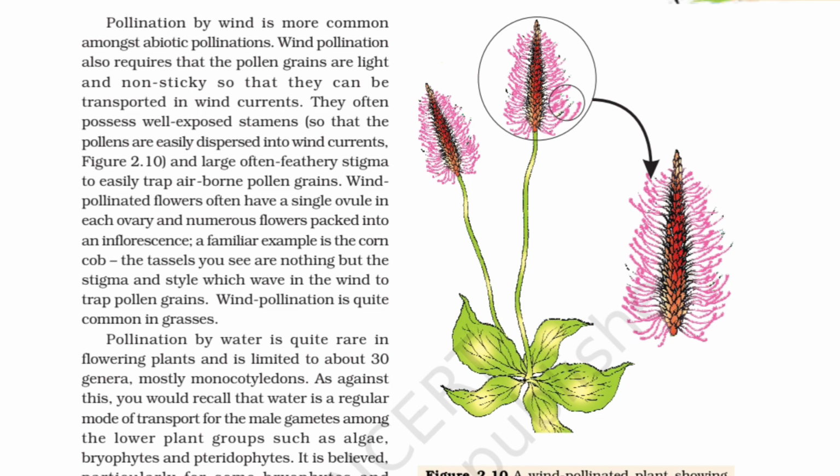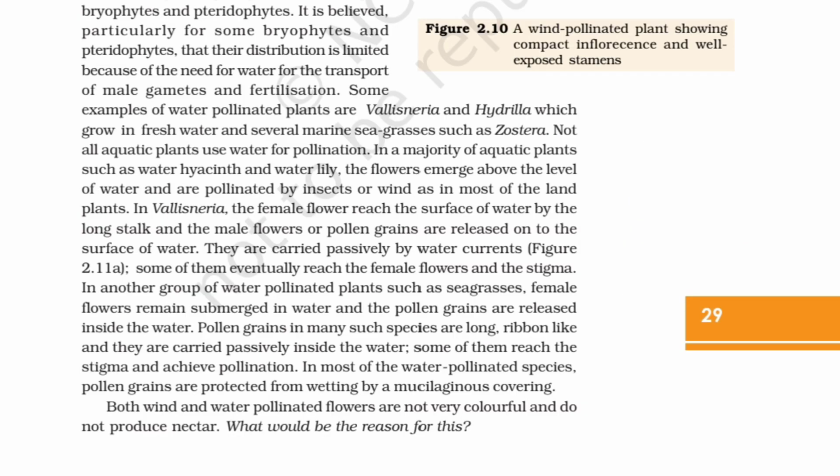As against this, you would recall that water is a regular mode of transport for the male gametes among the lower plant groups such as algae, bryophytes and pteridophytes. It is believed, particularly for some bryophytes and pteridophytes, that their distribution is limited because of the need for water for the transport of male gametes and fertilization. Some examples of water pollinated plants are Vallisneria and Hydrilla, which grow in fresh water, and several marine sea grasses such as Zostera.